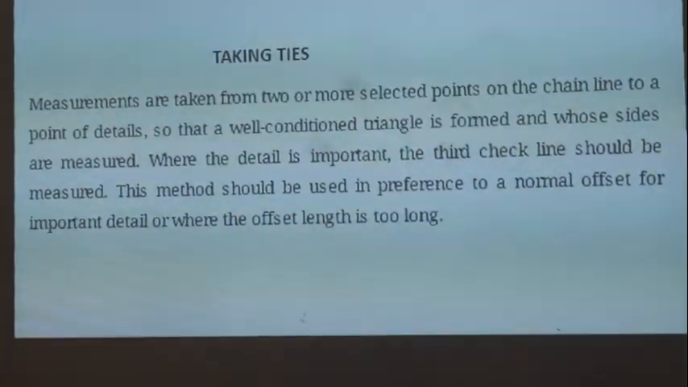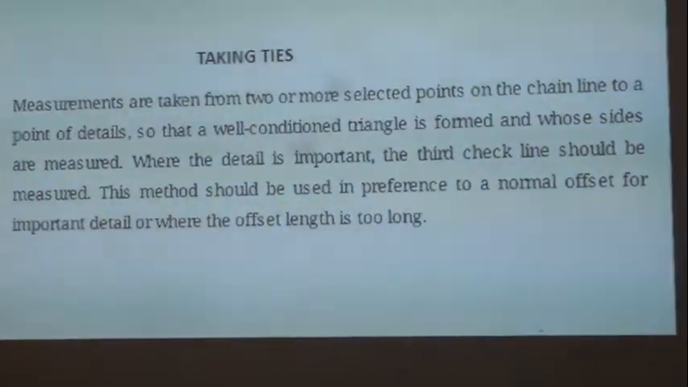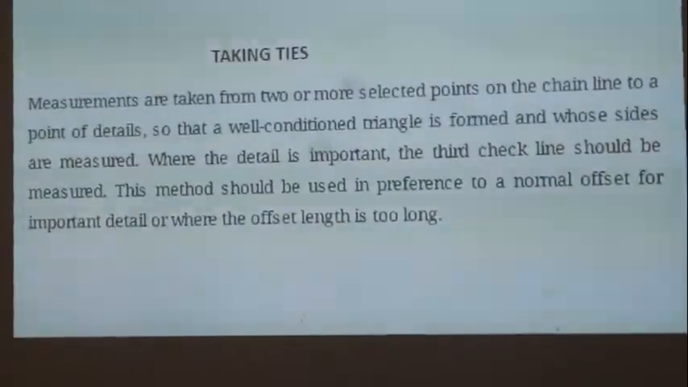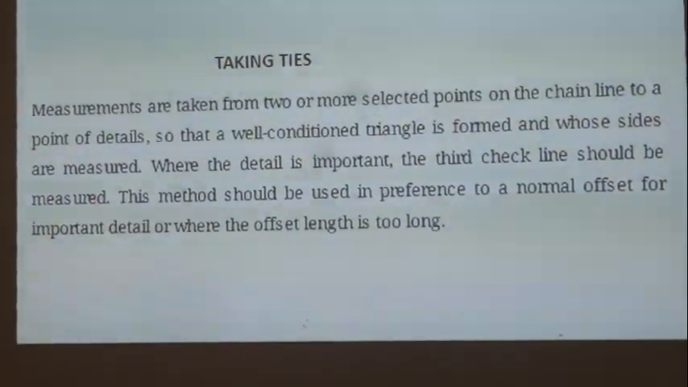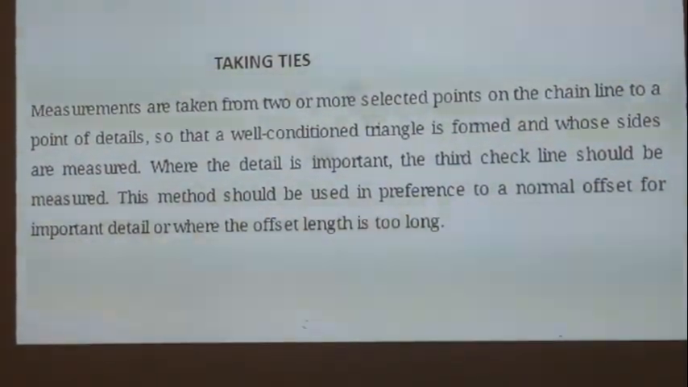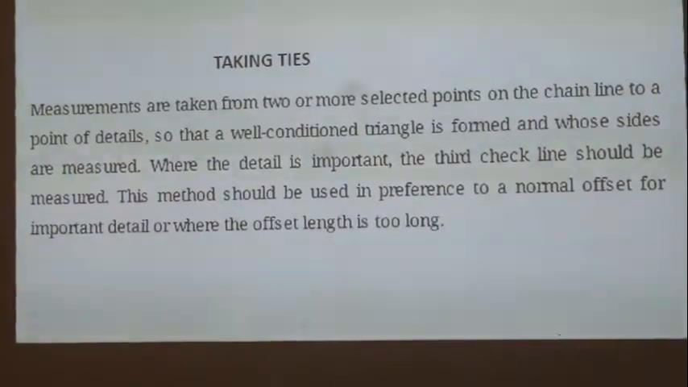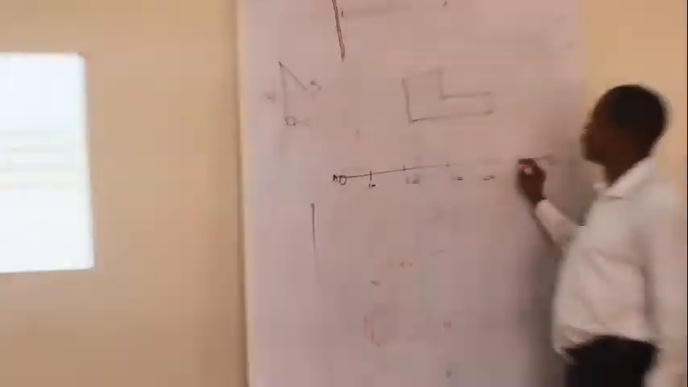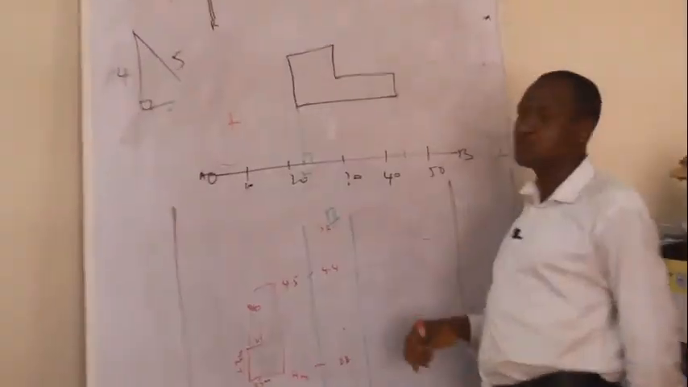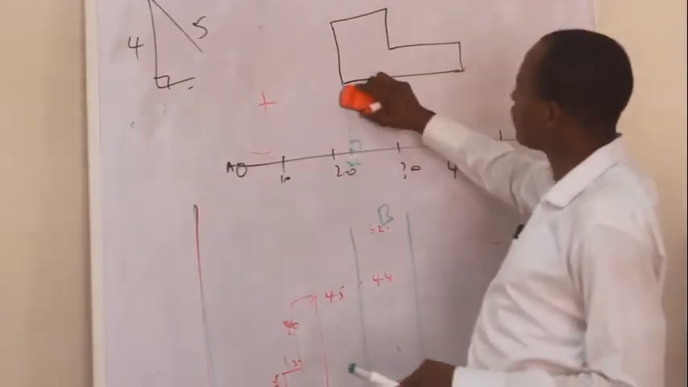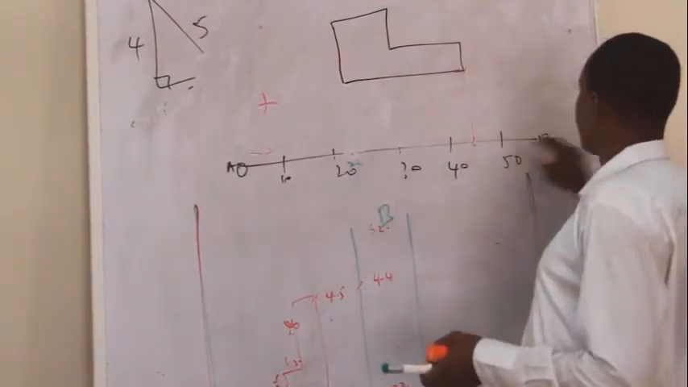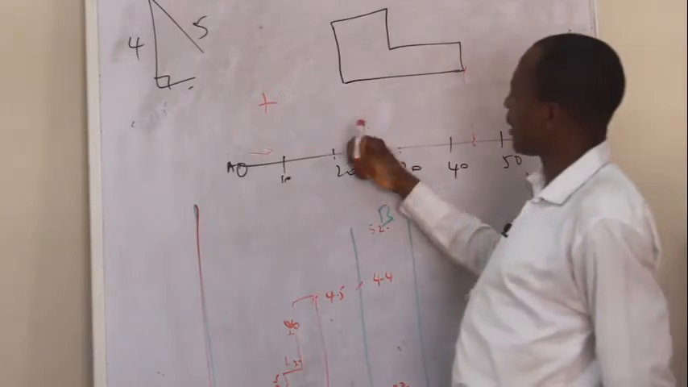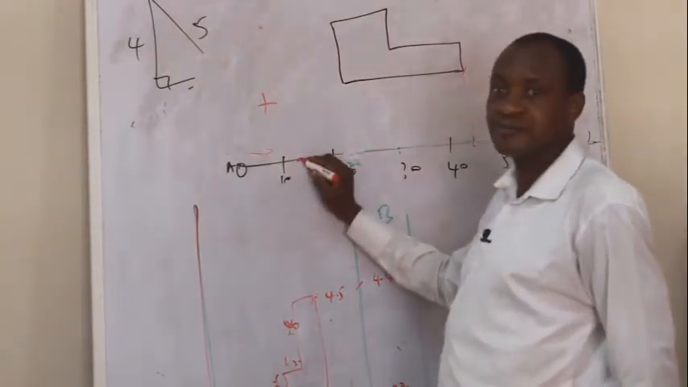Then another method of taking offset, or of determining details rather, is taking of ties. Ties, what do we mean by ties? Ties are measurements. Now, instead of taking perpendicular distance from your chain line to the point, you can decide to pick your measurement from any point on your reference line. For example, I can take measurement from here.